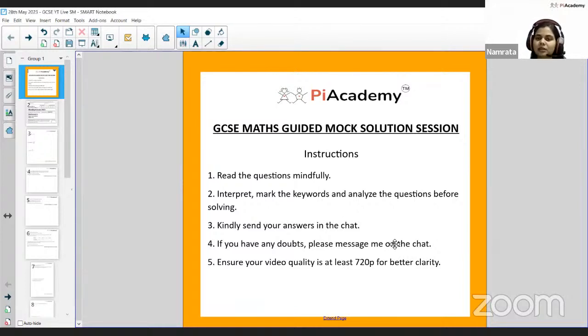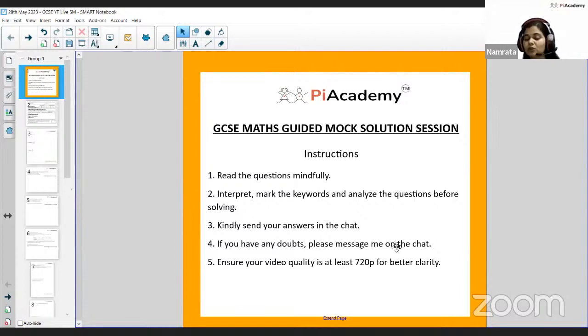I welcome all of you to this GCSE Maths Guided Mock Solution session, wherein we'll be discussing the June 2020 paper. I'll be displaying the details shortly. I'll introduce myself. My name is Namrata and I'm a maths tutor at Pi Academy. During this session, we'll be solving selected questions from the respective paper. We'll go through the approach too. I would expect your answers in the chat.